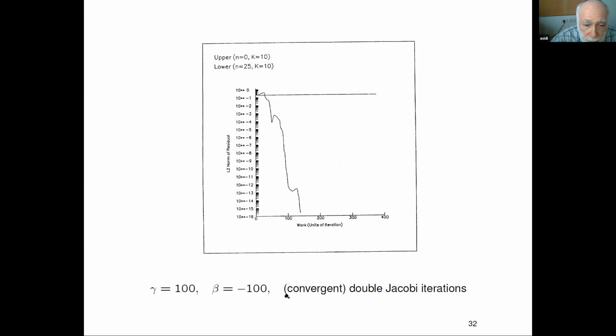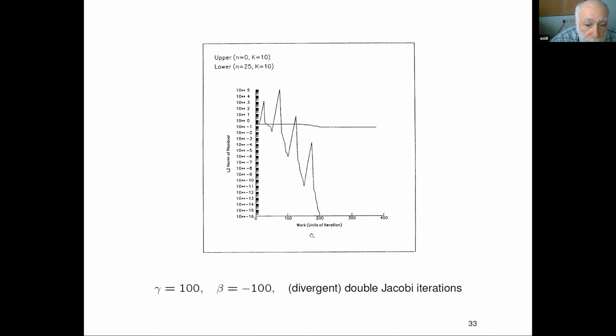So this is again convergence with double Jacobi iterations like this. You can see them stalling here with n equals 0, and n equals 25 gives you this one here. So this one again with double Jacobi iterations. This is divergent. You can see how things are working with n equals 0 like this. You don't see almost anything. With n equals 25 and k equals 10, things behave very nicely.